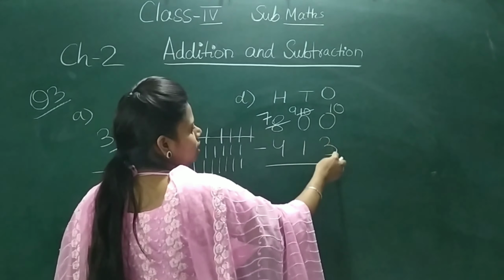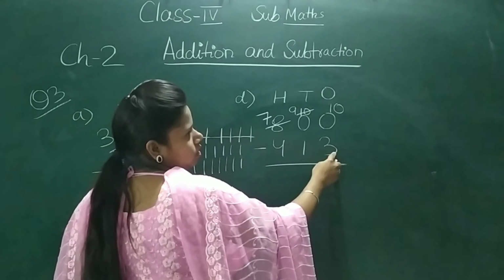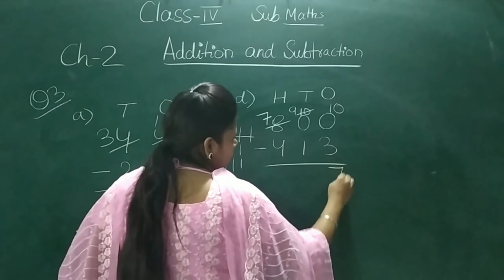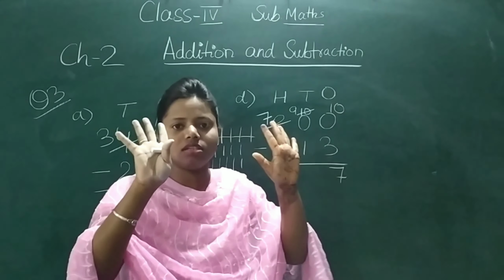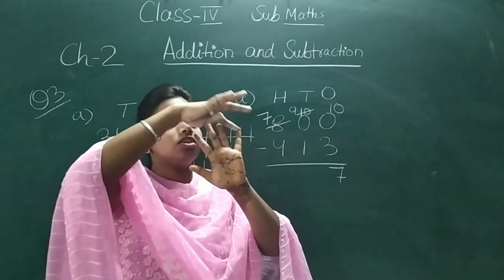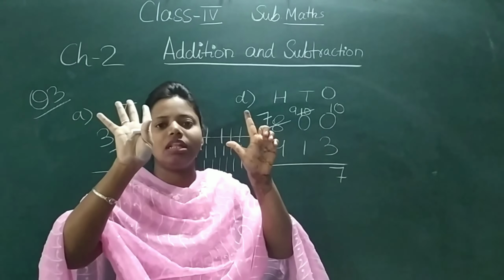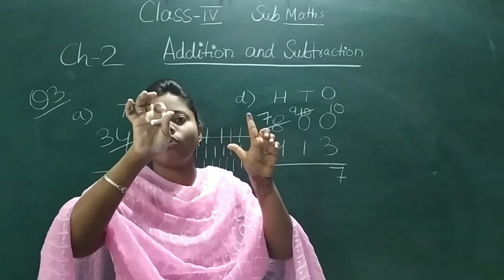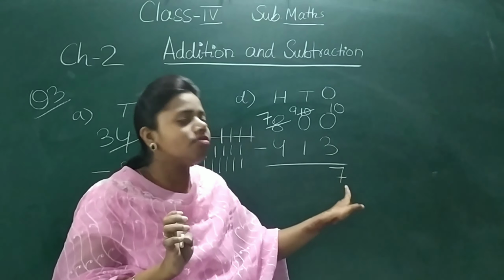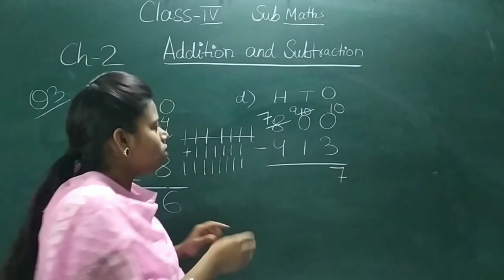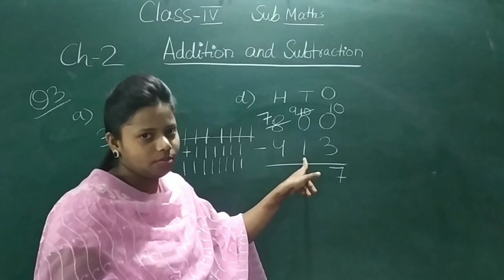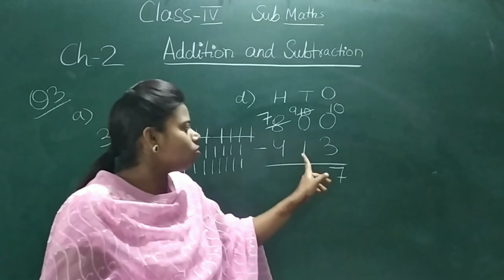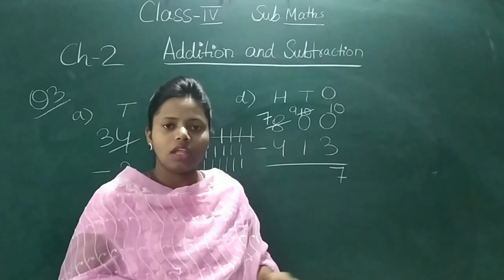So 10 minus 3 will be how much? It will be 7. 10 minus 3 will be 7. See your 10 fingers. Now if I cut 3, 1, 2, 3, how much is left? 1, 2, 3, 4, 5, 6, 7. How much is left? 7. Okay. Now see here, 9 minus 1. Now how to do this? 9 minus 1. How much will be there?